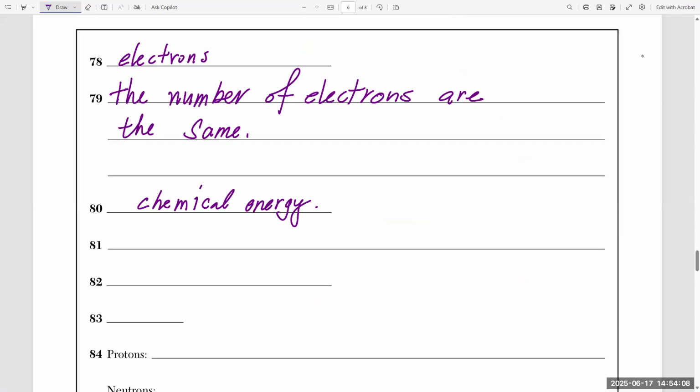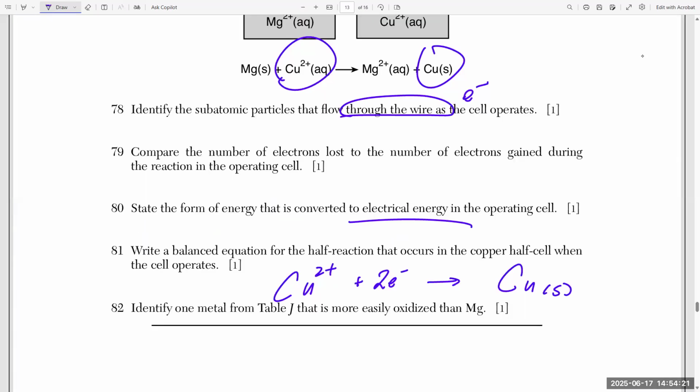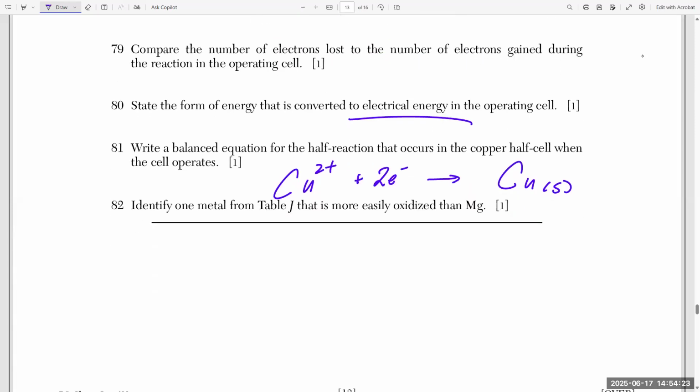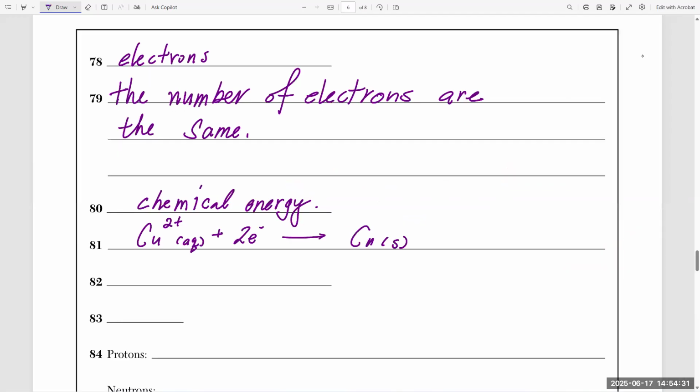So that's what we're going to write down here. Copper 2+, that's our aqueous ion, plus 2 electrons goes to copper solid. Let's go to 82. Identify the metal from Table J that is more easily oxidized than magnesium. Easily oxidized means it's higher in Table J, right? So let's go take a look.